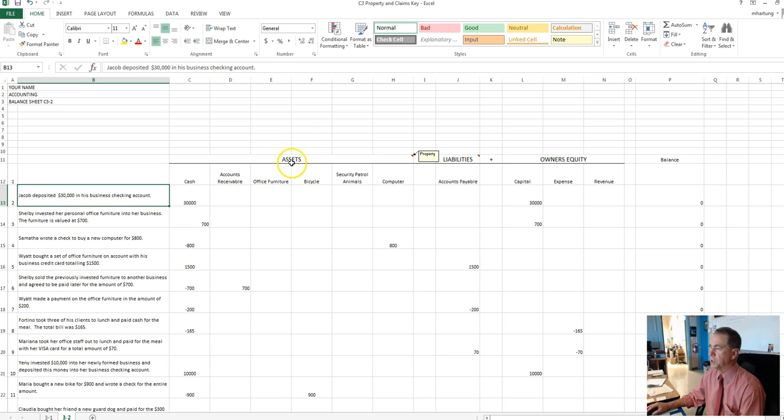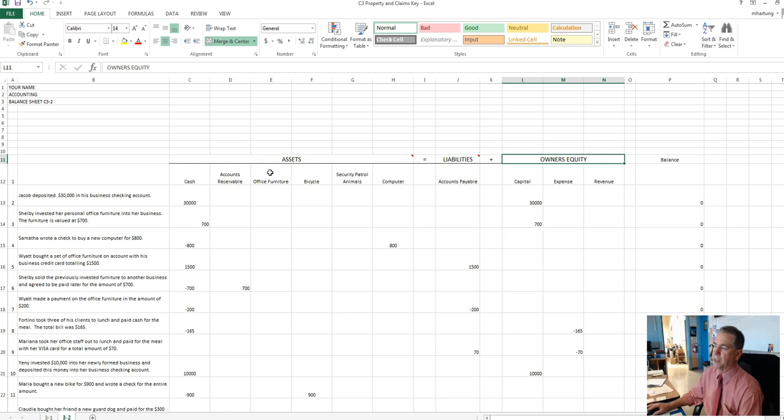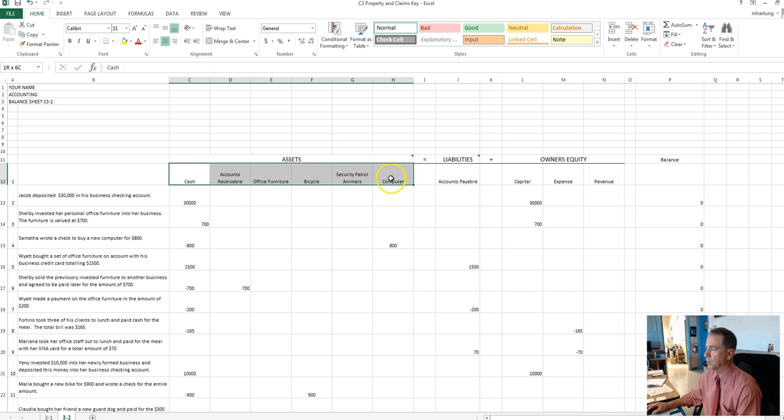Once again, you will see that we have our classifications here: assets, liabilities, and owner's equity. Within these classifications, we keep track of economic activity through accounts. In this example, it looks like we have six accounts: cash, accounts receivable, office furniture, a bicycle, security patrol animals, and a computer. These are all assets.